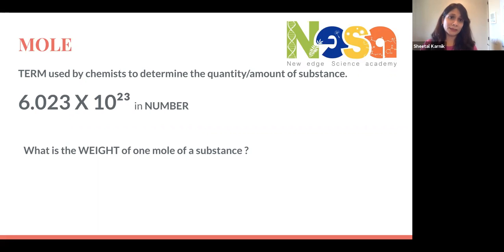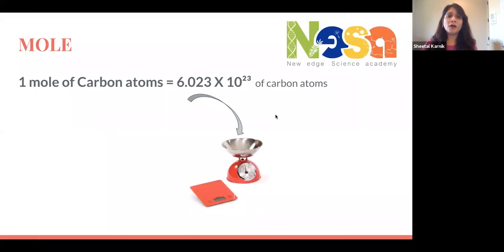So in today's session, we are going to be looking at what is the weight of 1 mole of a substance. Now, whenever you're talking about weights, you always think about weighing scales. So if I have to find 1 mole of carbon atoms, how much does it weigh? I know that it is 6.023 times 10 to the 23rd number of carbon atoms, but I do not use a weighing scale to look at the weight of 1 mole of carbon atoms.